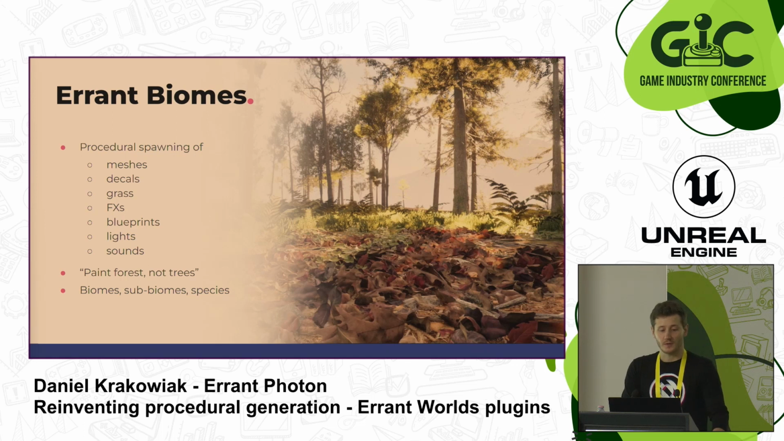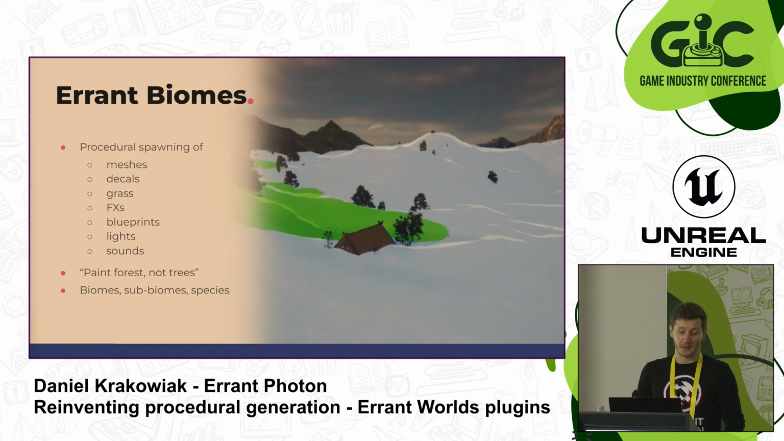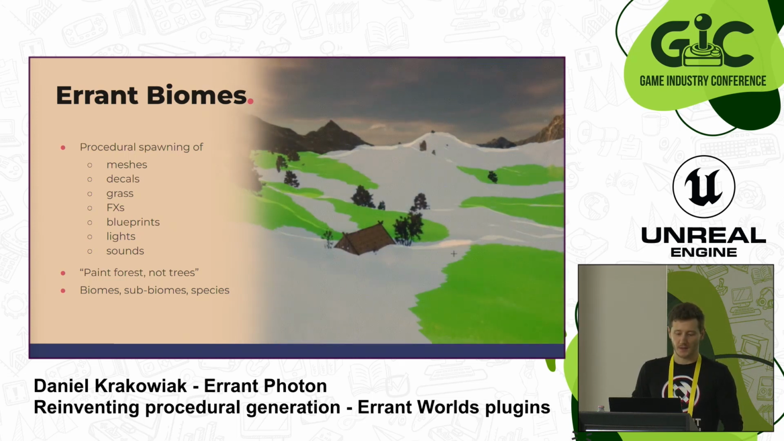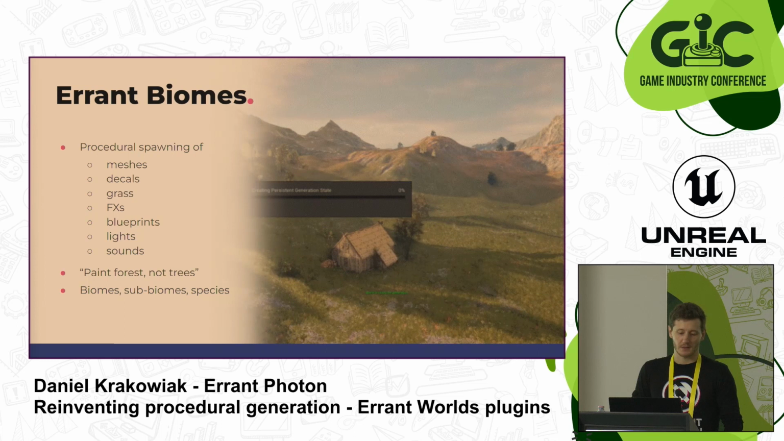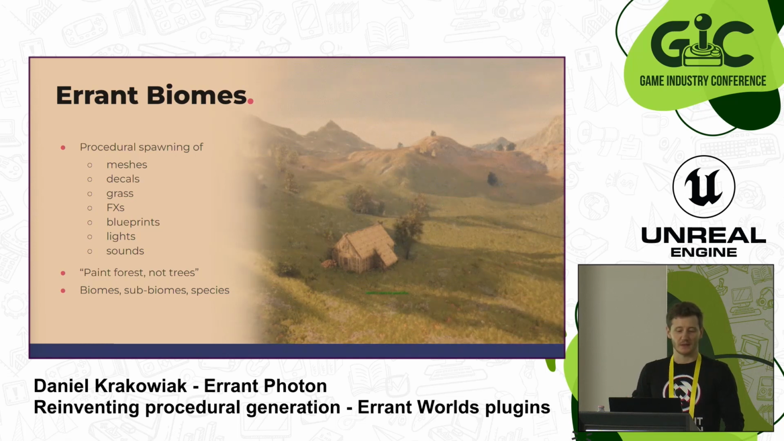Biomes is for procedural spawning of pretty much anything: meshes, decals, grass, FXs, blueprints, lights, sounds, whatever you want. And the core idea is that you define the biome once, and then you can very quickly paint it over any area you want. It's a matter of seconds. So in here we're painting a forest biome. And it's there. So it spawns trees, it spawns mushrooms, bushes, grass. Every little detail is already saved in that biome. So you don't have to redo this work.